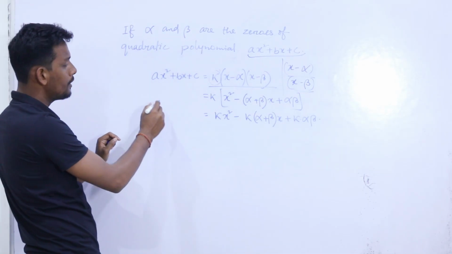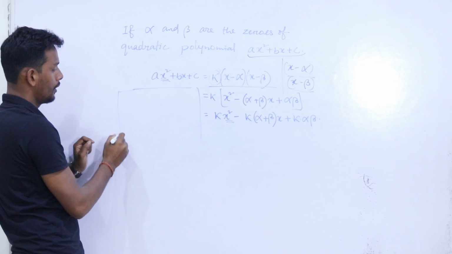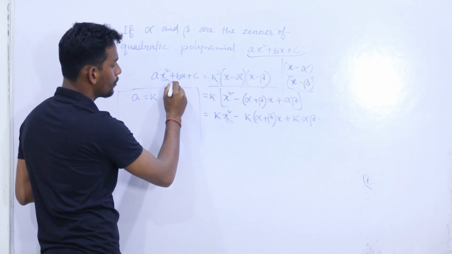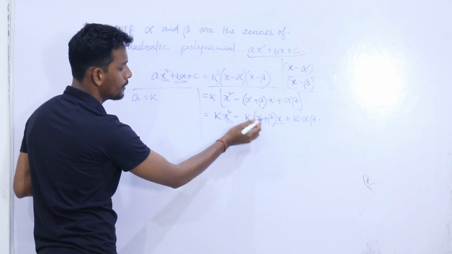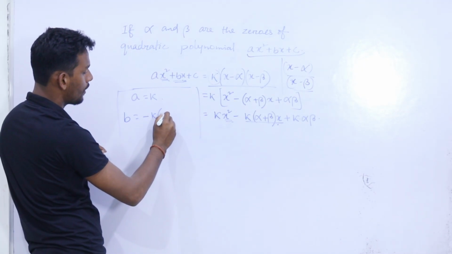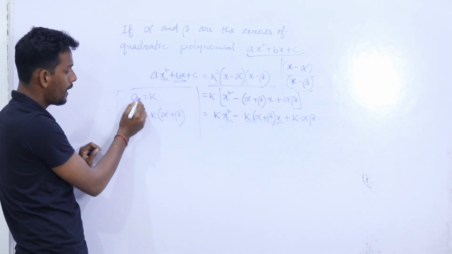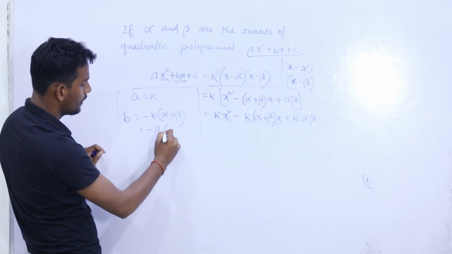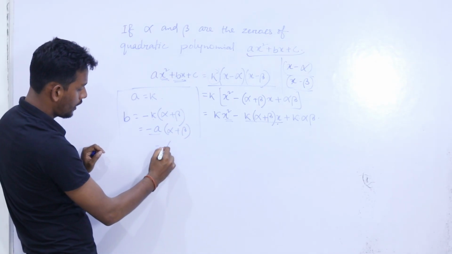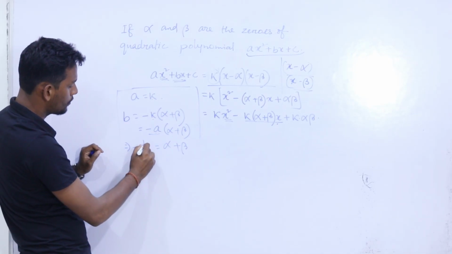If you compare the coefficients of x square, then from this a is equal to k. Okay. From the second, x, if you compare, then b is equal to minus k times alpha plus beta. So what is the value of k? The value of k is a. Minus a times alpha plus beta. So if you keep alpha plus beta on one side, it will be minus b by a.